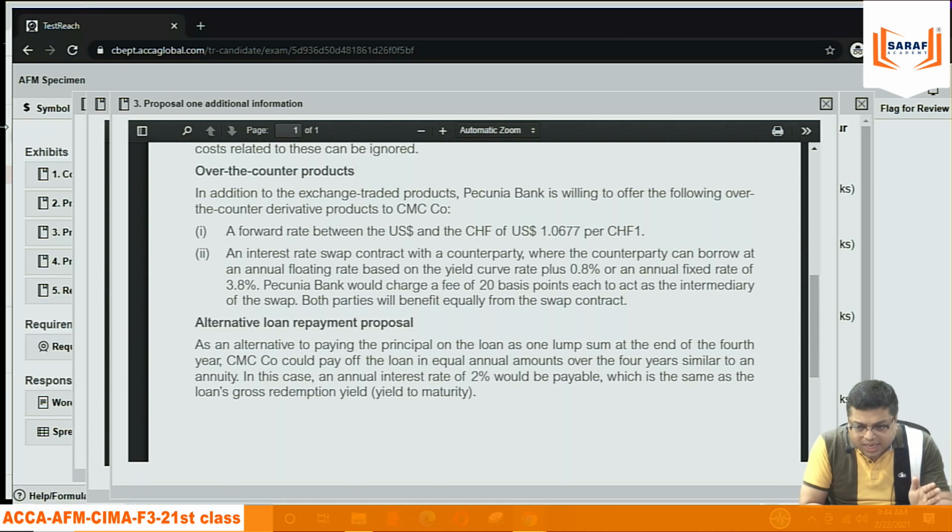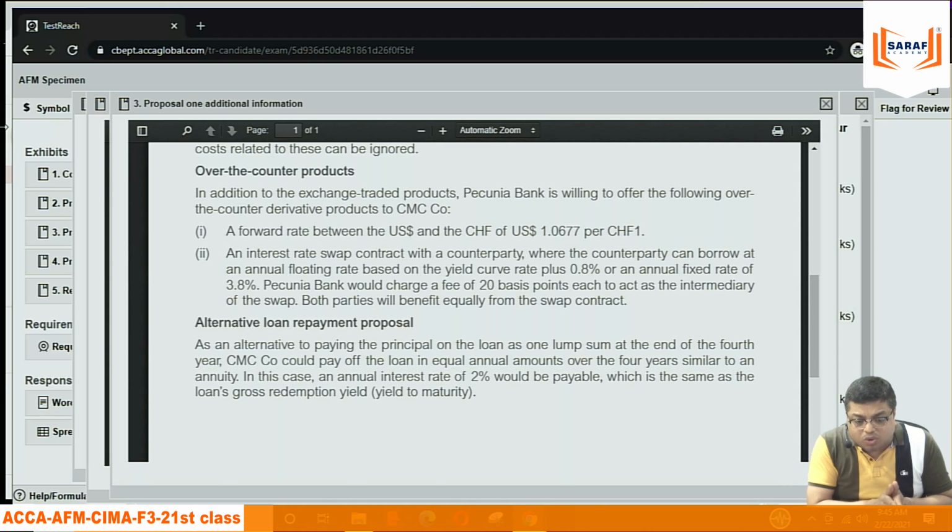So if CNC will borrow at 2.2% and the other company will borrow at yield plus 0.8%, the total cost will be yield plus 3%. But if CNC will borrow at yield plus 0.4%, the other party will borrow at 3.8%, then in that case it is yield plus 4.2%. So where is our lower cost coming from? When CNC will borrow at 2.2% and the other party will borrow at yield plus 0.8%.